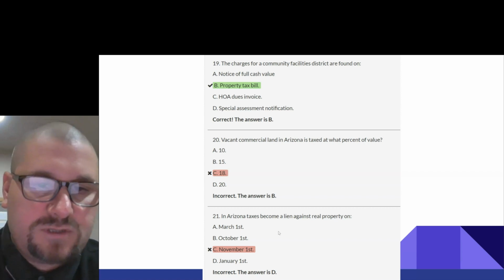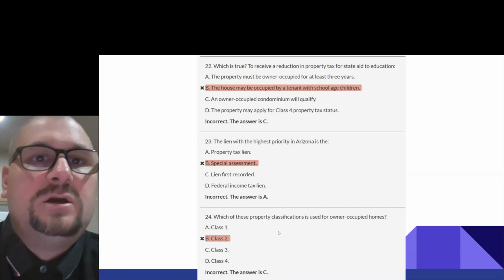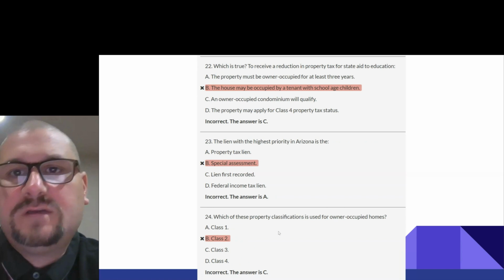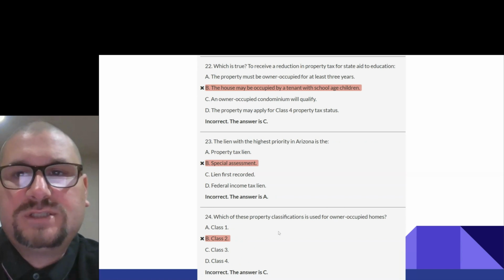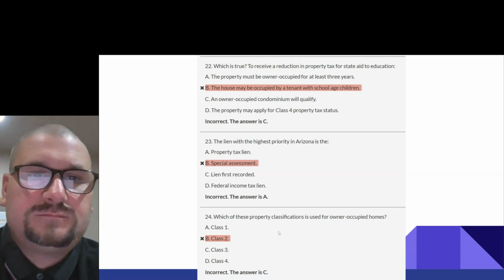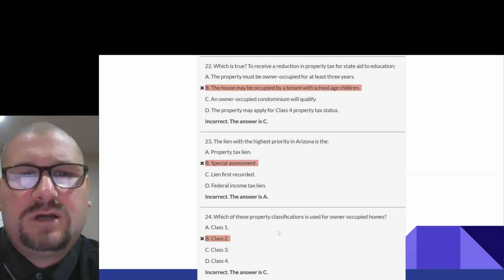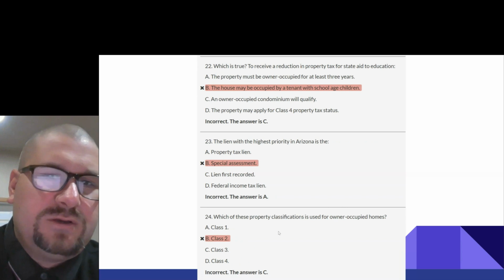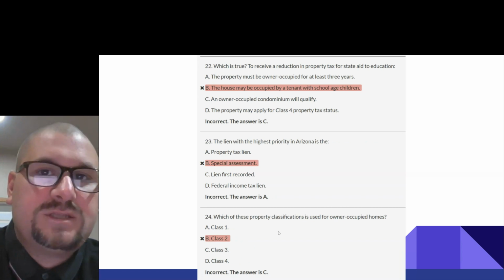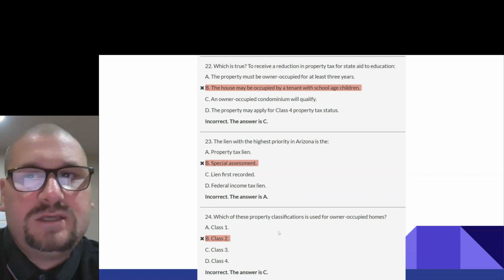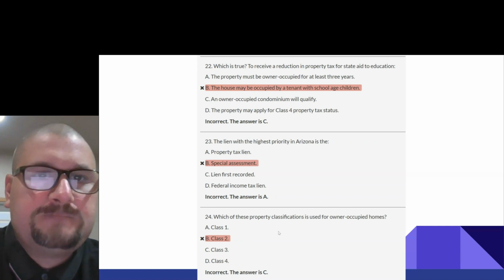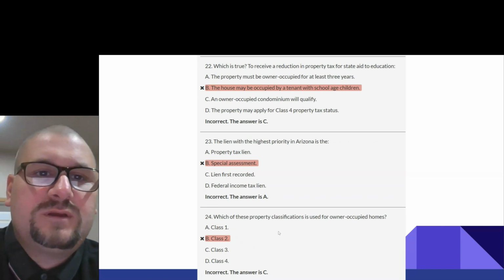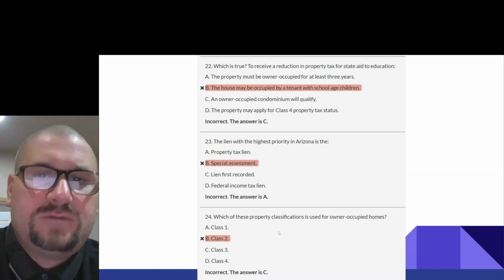So is it March 1st? No. October 1st? No. November 1st? No. Which is true to receive a reduction in property tax for state aid to education? It is C. An owner-occupied condominium will qualify. Is it that the property must be owner-occupied for at least 3 years? No. An owner-occupied condo will qualify? Yes. The property may apply for class 4 property tax? No.